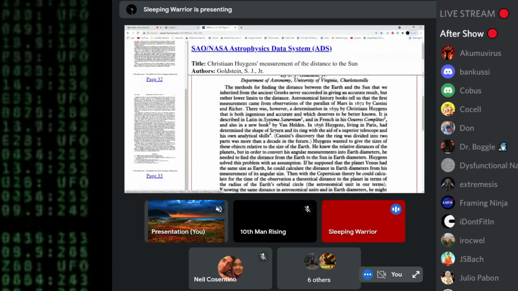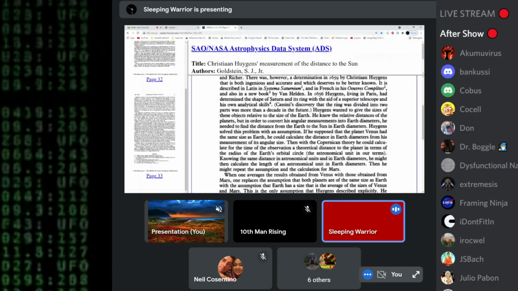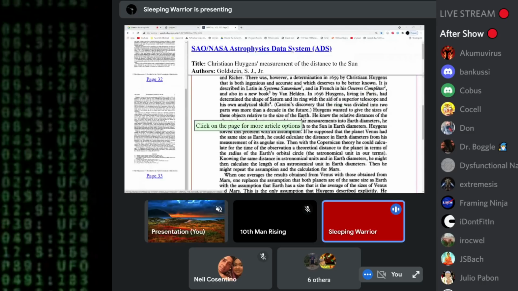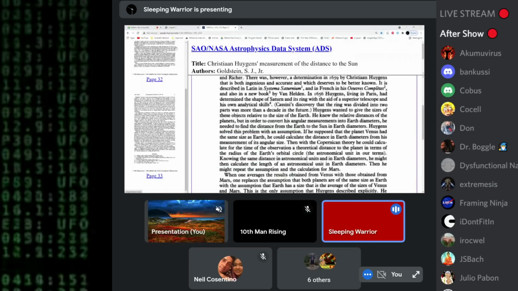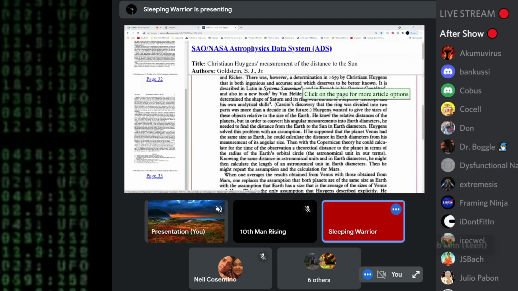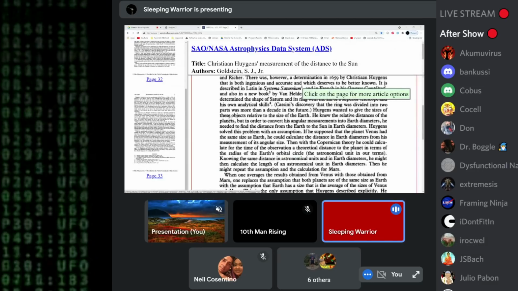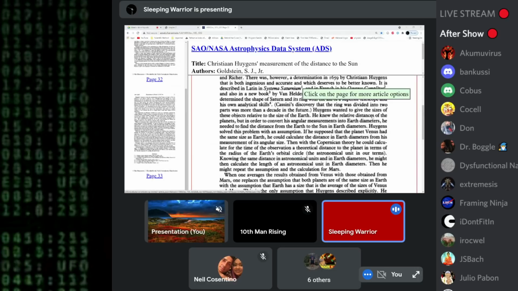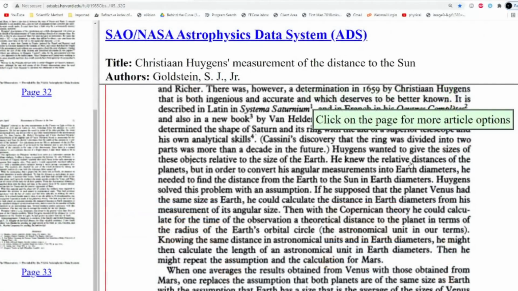Okay, so let me just pause this game I'm playing in the background so I don't lose anything. Right, so it says, this is from NASA: Huygens wanted to give the sizes of these objects relative to the size of the Earth. He knew the relative distances, that's Kepler's third law. He knew the relative distances of the planets, but in order to convert his angular measurements into Earth diameters, he needed to find the distance from the Earth to the Sun in Earth diameters. Huygens solved this problem with an assumption.